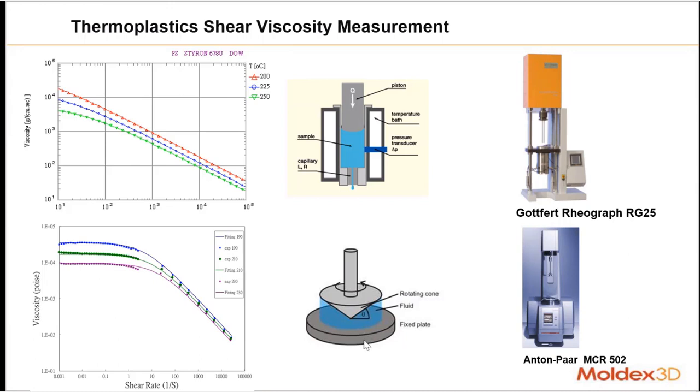For the low shear rate range, we use rotary viscometers from Anton Paar, and with this kind of measurement we can get the low shear rate data. So if you want to see how the viscosity changes with the shear rate at low and high shear rates, we need to do these two kinds of measurement and combine the data for the fitting.